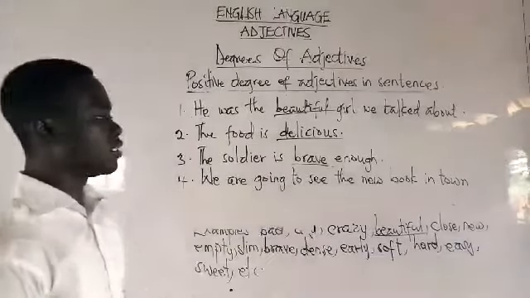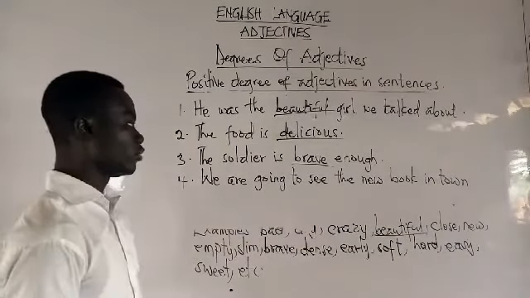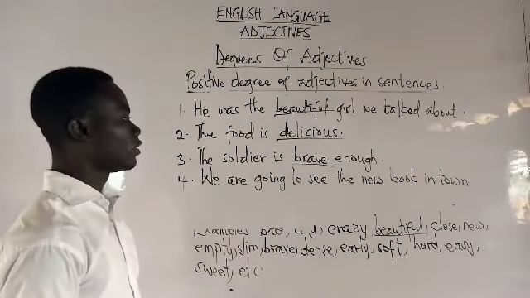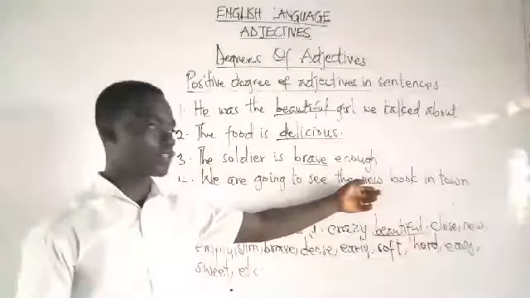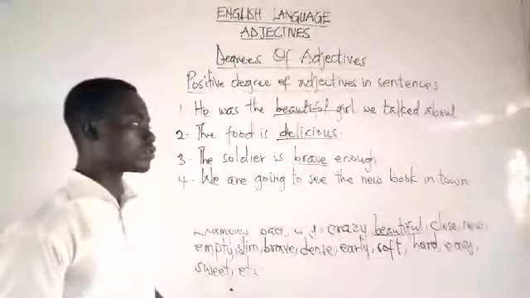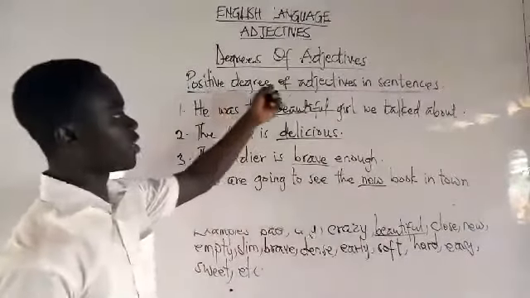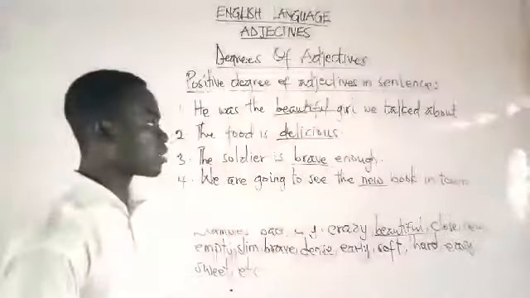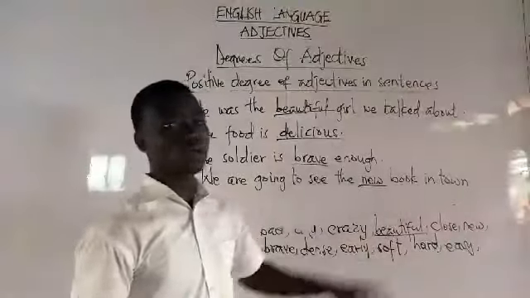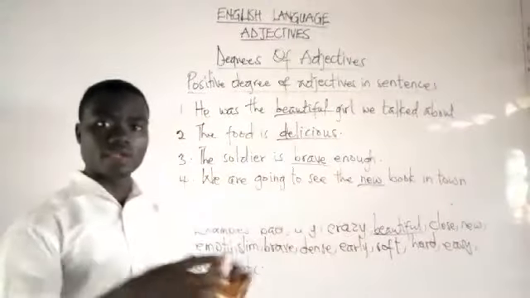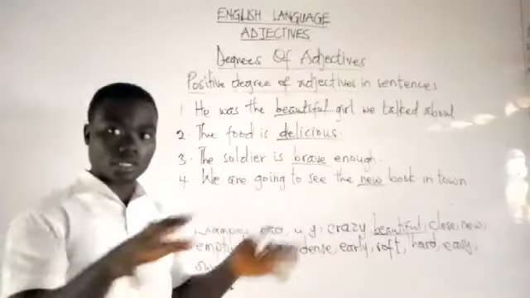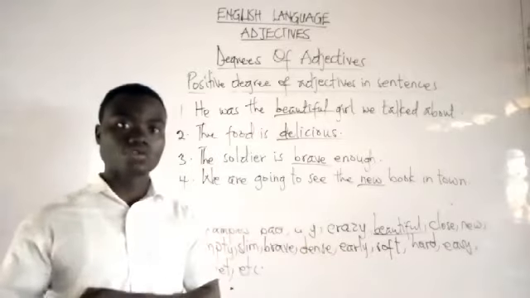We are going to see the new book in town. New is an adjective and it's being used to describe the book. So the new serves as the adjective. It is a positive degree of adjective because it talks about a book. A book. And it's not comparing the books. It is only talking about the book. It is not being compared to any other book.